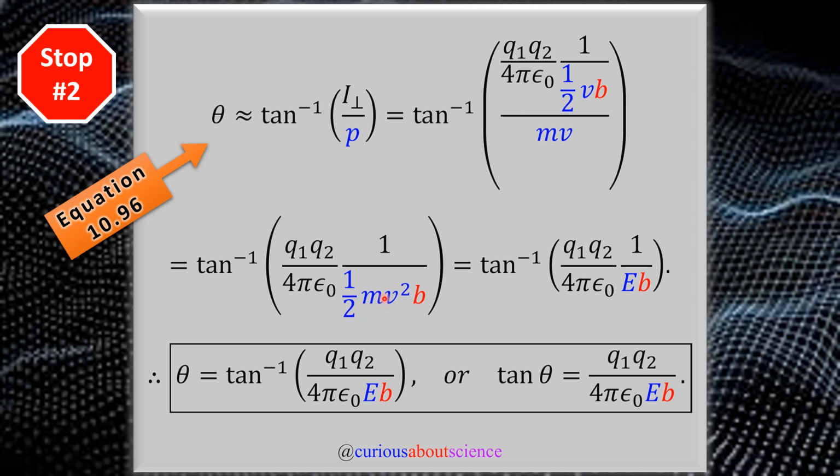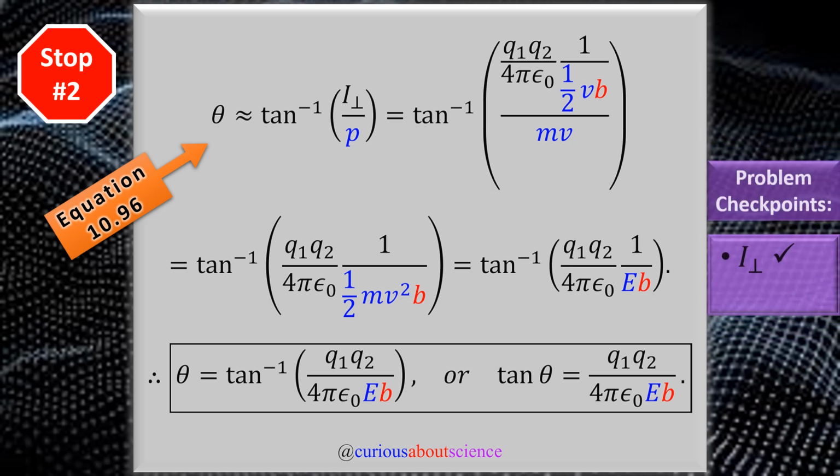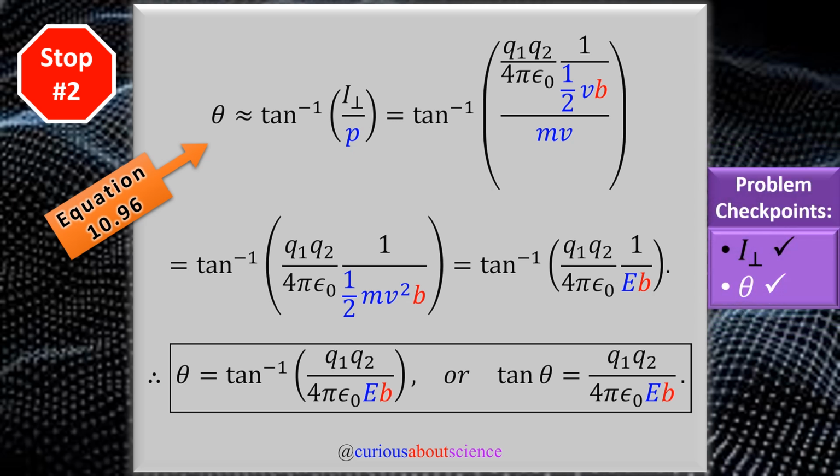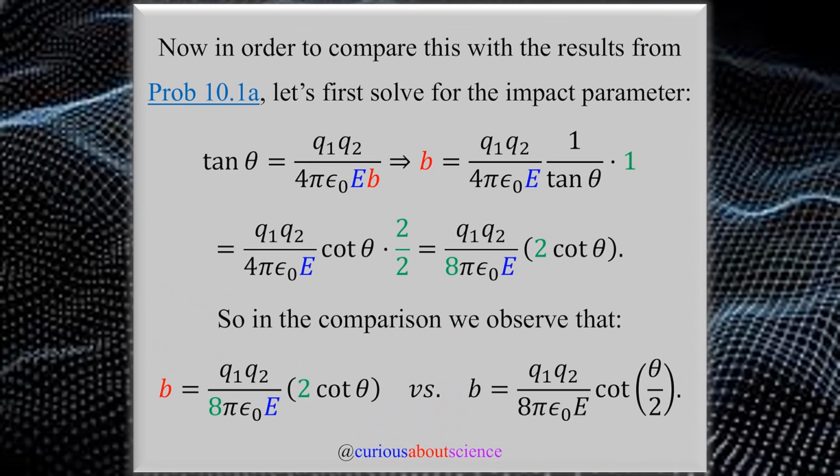That being said, the impact parameter is given as tan inverse Q1 Q2 over 4 pi epsilon naught E times the impact parameter b, or we can solve it for tangent and be on our merry way and be good to go. So let's compare this with our first result from the first problem and see if they're the same. That brings us straight to step number 3.